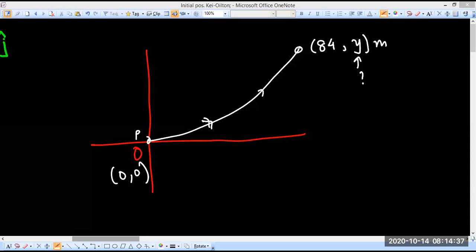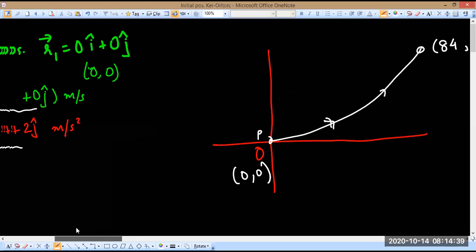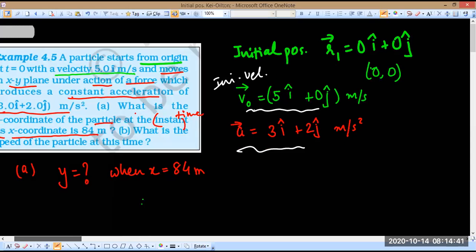Now I tell you one thing. If you look at this whole situation, we are not given time, correct? We are not given final velocity, right? We don't know the final velocity vector either. So you see, it's not possible to use any of the equations.